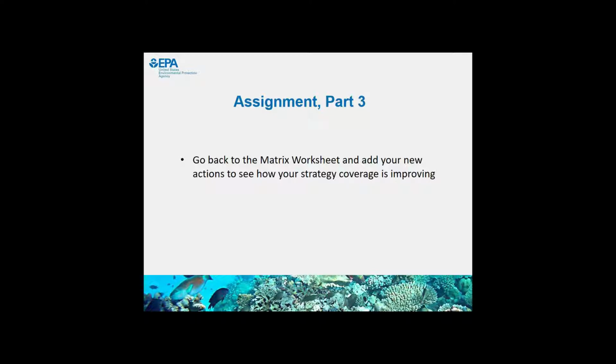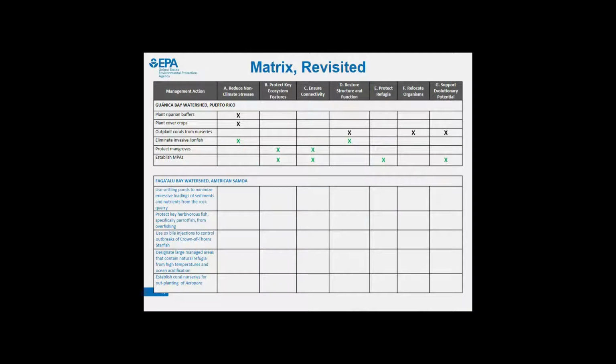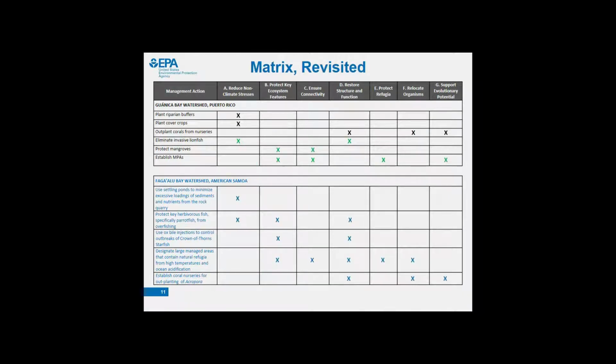Okay, so then we went back to the matrix worksheet and we added new actions to see how our strategy coverage is improving. Can go on to the next slide. So we still see some examples here from Guanica Bay up on top. And American Samoa has our highlighted actions here at the bottom in blue. And there you can see the columns that they were effective.